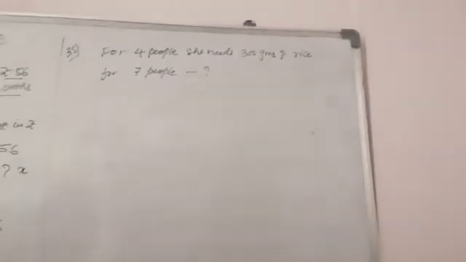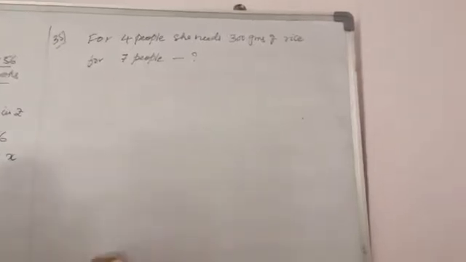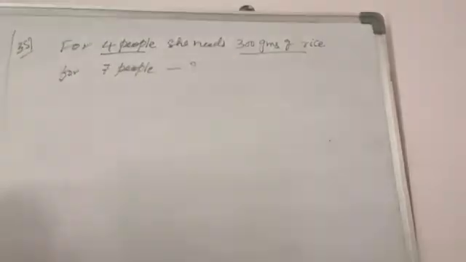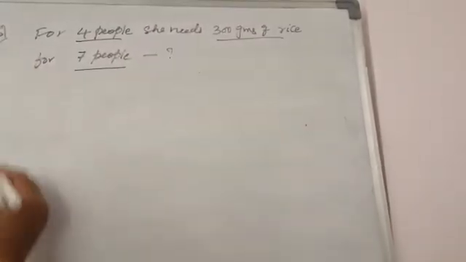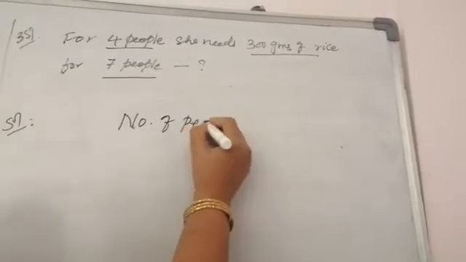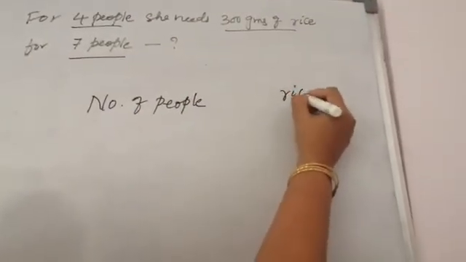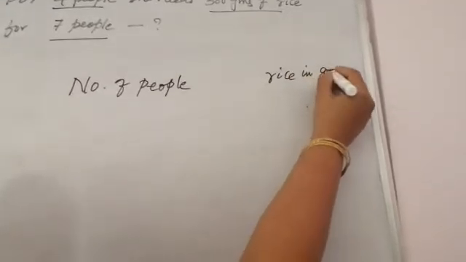Same, see question number 3, children. She is preparing pulao. One girl, Reena, is preparing pulao for 4 people. For 4 people, she took 300 grams of rice. If she wants to prepare for 7 people, how much rice is required? So the solution: the question is dealing with the number of people and rice in grams.